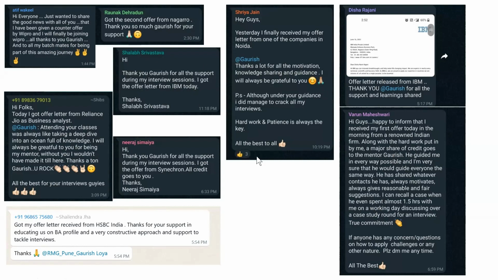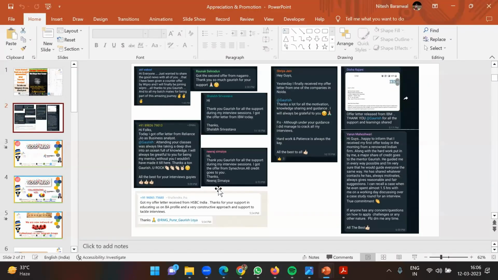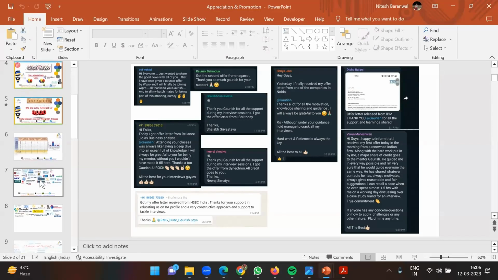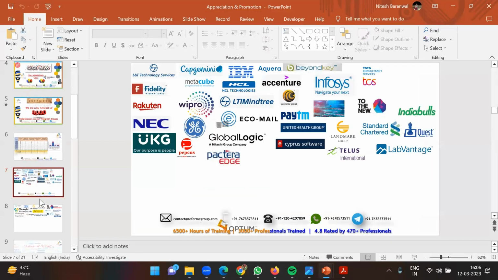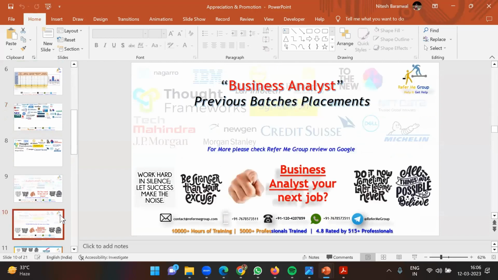So again, guys, a lot of things are there, but I can show you one thing that we have done the placement. Yes, this is for a business analyst. So we have people placed into new entity data, Michelin, Credit Suisse, Newgen, Morgan Stanley, JP Morgan, Tech Mahindra, Thoughtworks, Synchron, L&T, IBM. Barclays and Citi, these two big banks, are still missing. We'll have to edit this again.